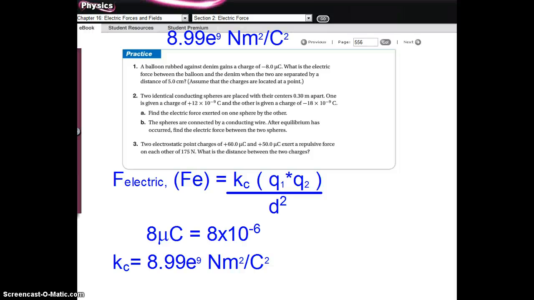Alright, we're looking at the homework on page 556, and we're looking at 1 through 3. Question number 1. A balloon is rubbed against the denim, probably blue jeans, and it gains a charge of -8 microcoulombs.